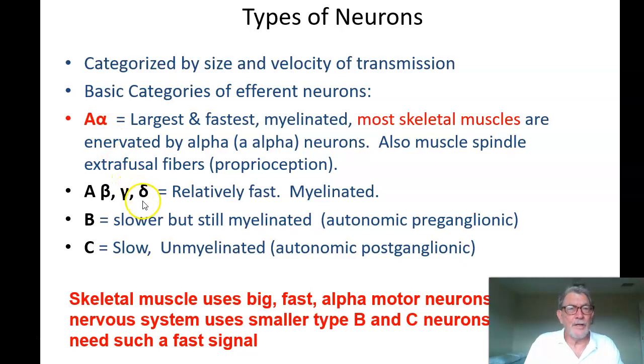We will see later an A gamma motor neuron that works in the muscles for sensory positioning in space and that kind of stuff. They're still big and myelinated, but they're not nearly as big as the alpha guys. So mainly for this first test, remember that A alpha motor neurons are the ones that run your skeletal muscles.